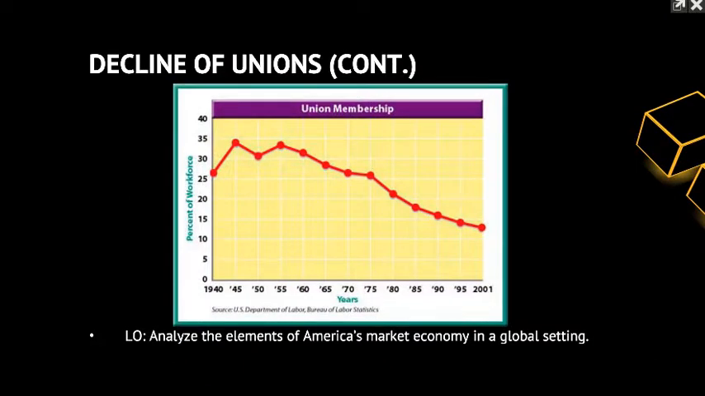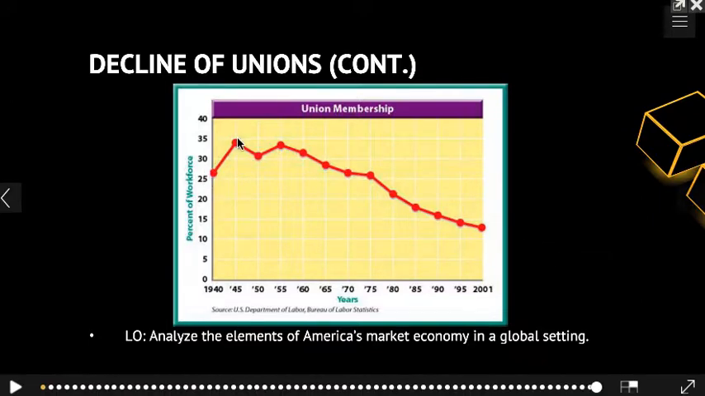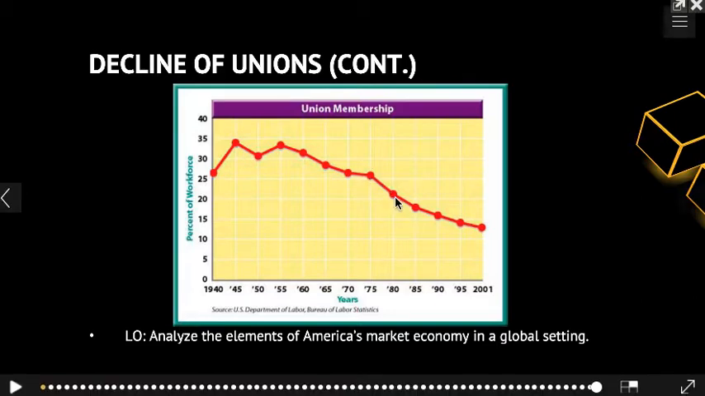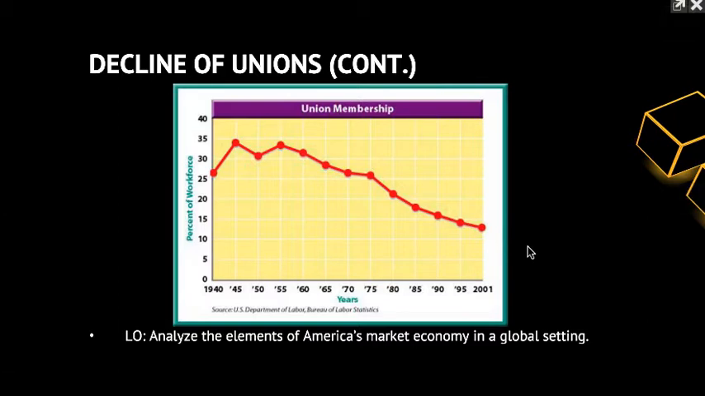And here on this graph you can see the decline of unions from 1940. They actually increased between 1940 and 1945, dropped off between 45 and 50, picked back up a little bit between 50 and 55, and then have pretty steadily decreased, a fairly level decrease through 1975, and then it continued downward, leveling off a little bit through 2001, but you can see union membership has declined dramatically from where it was in 1940.